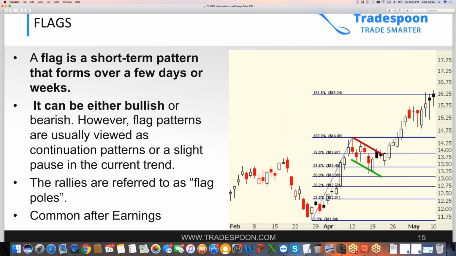So after earnings, that's one of my favorite patterns that I like. If I see a stock going up on a high volume, we have Netflix, we have UNH, Triple M, and then they sell off on a small volume, this is an opportunity to go long. So this is considered to be a continuation pattern, right? You have a slight pause in the current trend, and then you have the stock going higher.